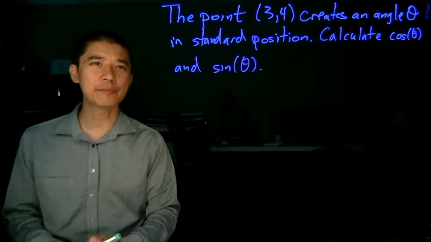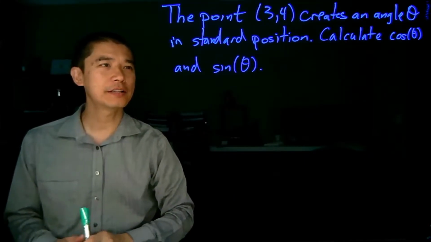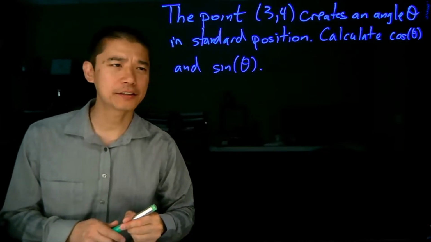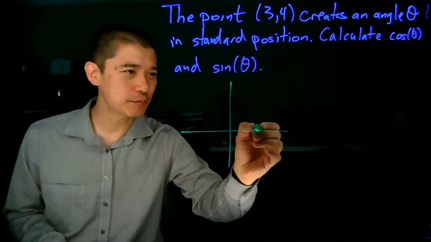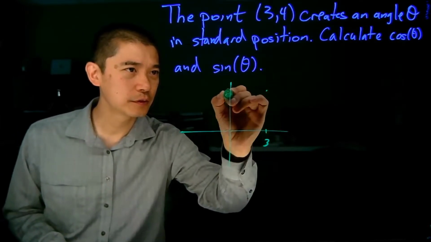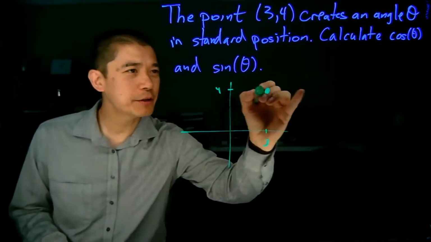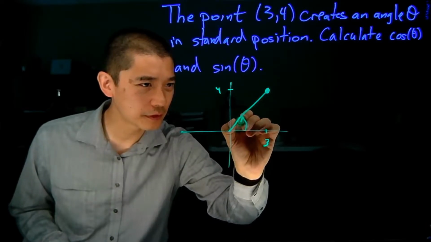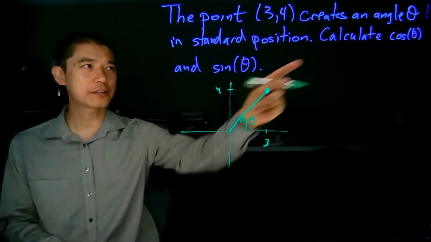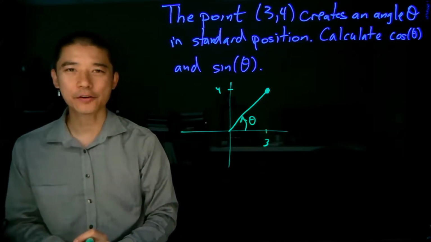So here's an example. The point 3, 4 creates an angle theta in standard position. Calculate cosine theta and sine theta. So what does this mean? If we draw our coordinate plane, the point 3, 4 is right here. If we connect this point to the origin, we create an angle in standard position, and that's called theta. Now our task is simply to calculate sine theta and cosine theta.